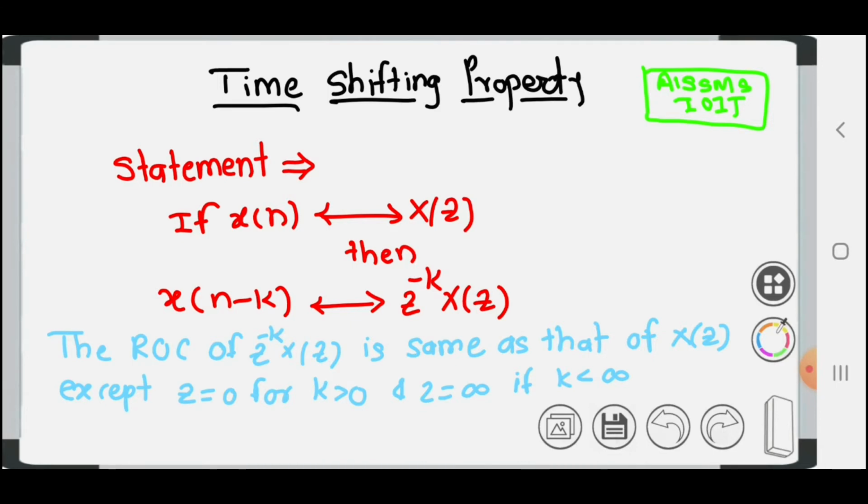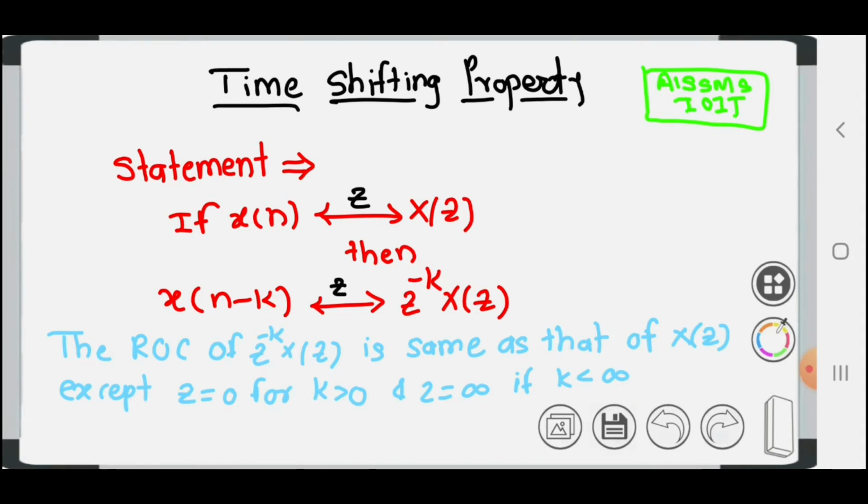Let's see its statement. It states that if x of n has Z transform X of z, then x of n minus k has its Z transform z raised to minus k X of z. It means if the sequence x of n is shifted in the time domain by k samples, then its Z transform will get multiplied by z raised to minus k.